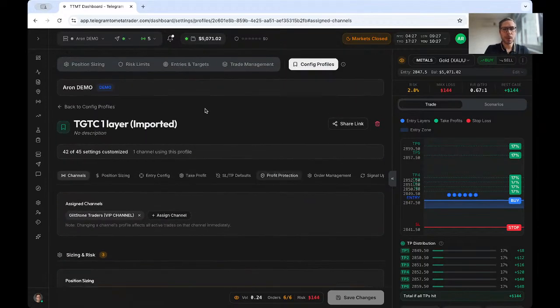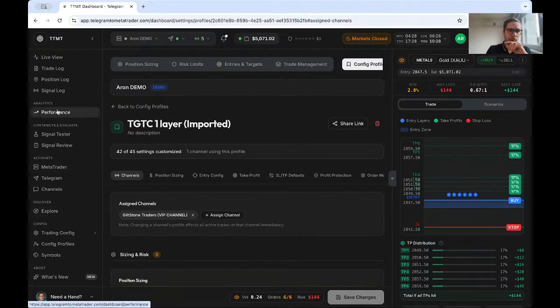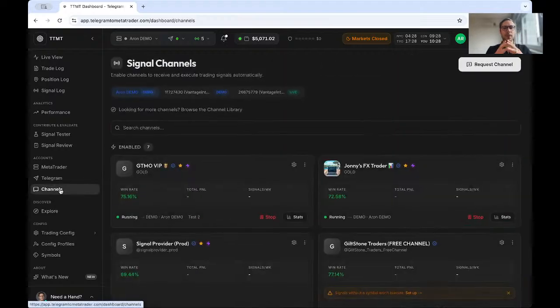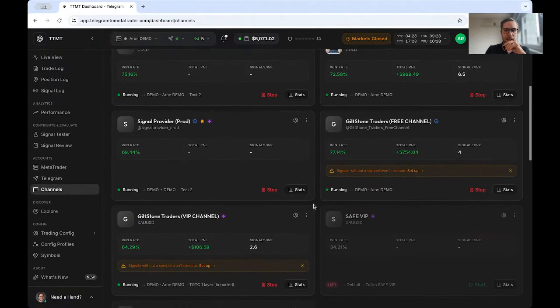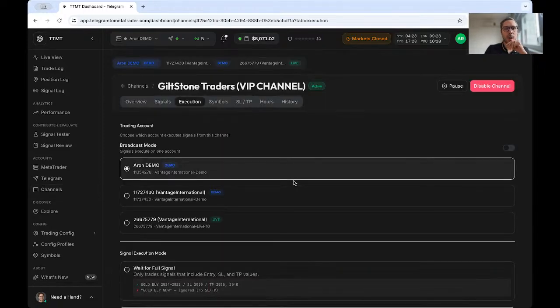I don't want to get very deep under it because it's technically the same settings as the global settings. You can also share a config profile with other users. There is a free market of config profiles within the TTMT community chat already. So this is what you can do with it. All right, channels. Let's move over to here. Let's check. Keep it with Guildstone for now. I will show you how the channel settings work.